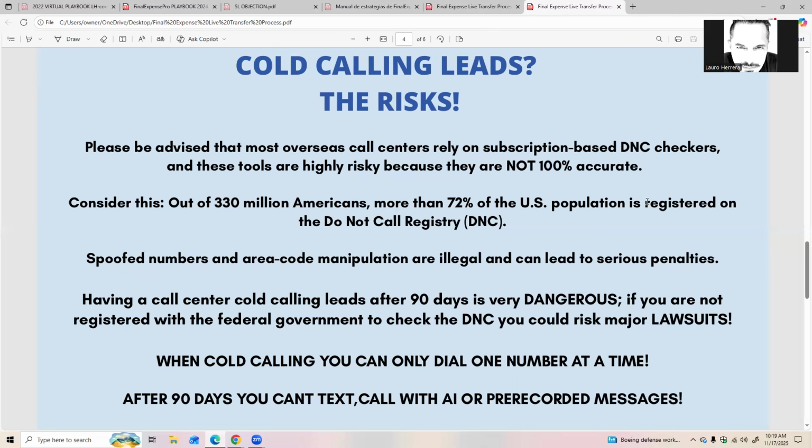Also, area code manipulation. Years ago, the CRMs would adjust the area codes to match the person you were calling. That is no longer approved. And also, when you call that person, you've got to identify yourself on behalf of who you're calling. So imagine, is the call center calling on your behalf? Or are they calling on behalf of a bunch of other people? Having a call center, ladies and gentlemen, cold calling leads after 90 days, it's very dangerous. And if you're not registered with the federal government to check the DNC, you can risk major lawsuits. In fact, let me share something else with you guys.